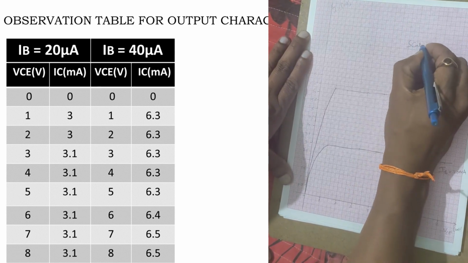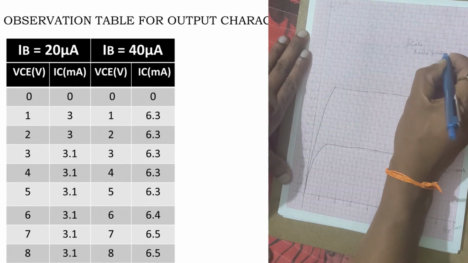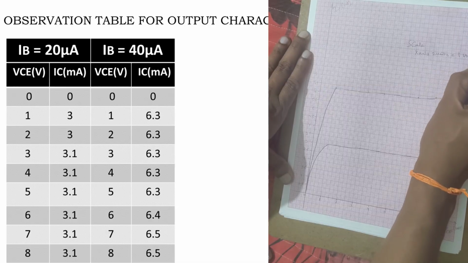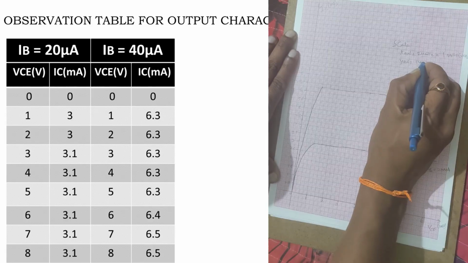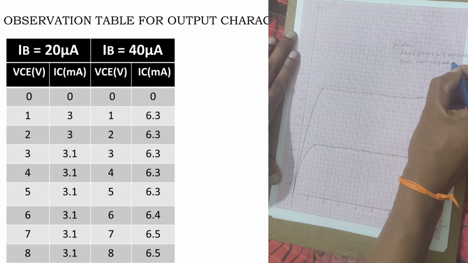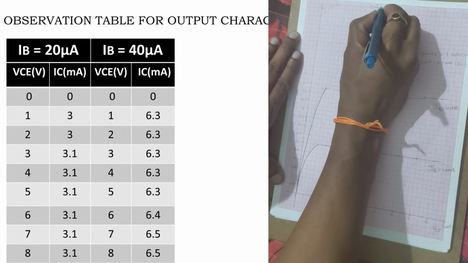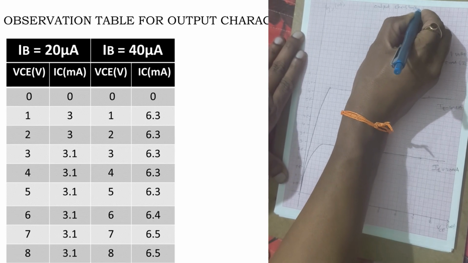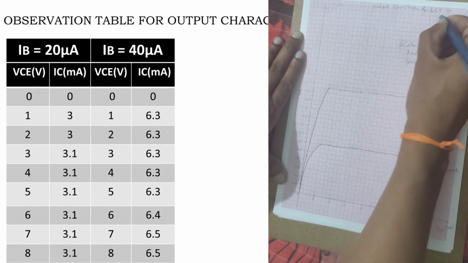Coming to the scale, x-axis 2 units is equal to 1 volt, which is VCE. Y-axis 1 unit is equal to 0.5 milliamperes. This is IC. This is the output characteristics of BJT in CE configuration.